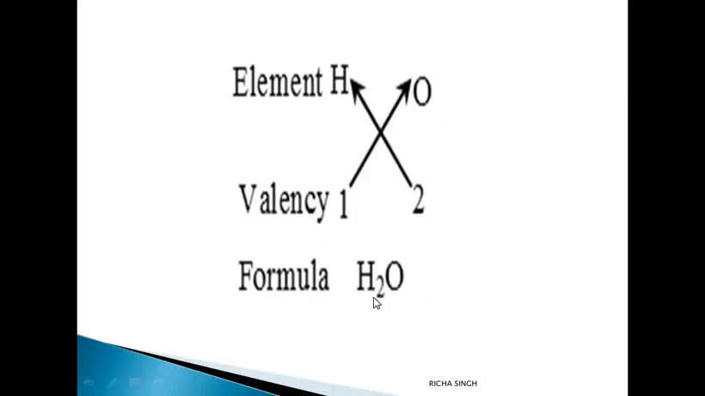Let's see the next one. H2O. How are you going to write it? H, because it is having 2 atoms of hydrogen here, but valency is 1 only, and oxygen has a valency of 2. So what you will do, you will interchange the valency. The valency 2 of oxygen will come down and attach with H, and the valency 1 of hydrogen will go with O. So the formula is H2O.